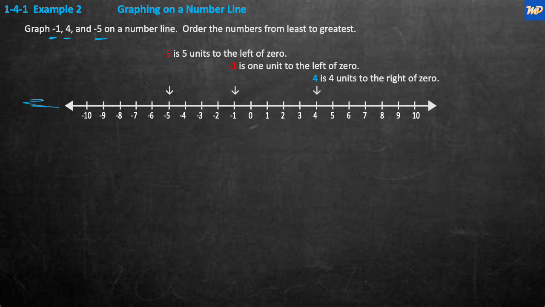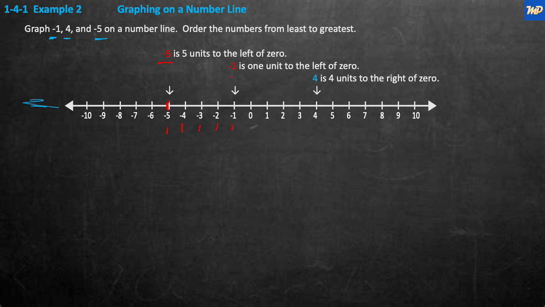Let's mark it on the line. The red for -5, right here, -5. 5 units below 0: 1, 2, 3, 4, 5 units below 0 is this point right here. That's -5 on the number line.